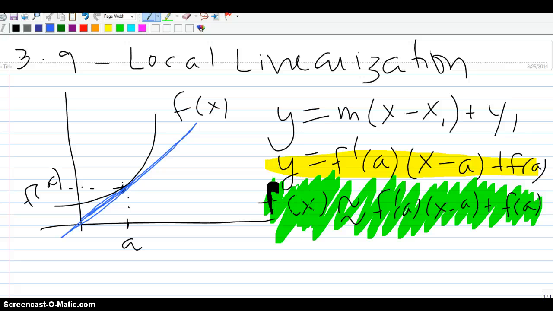Let's look again at what some of these things mean on the graph. So once again, I would encourage you to pause and try to label on the graph where f prime of A, x minus A, and f of A, which we've already labeled, all come into play.